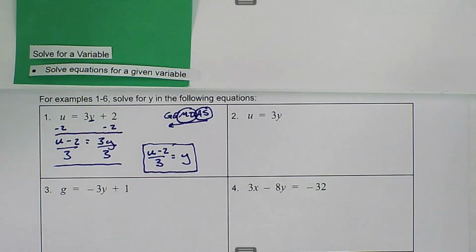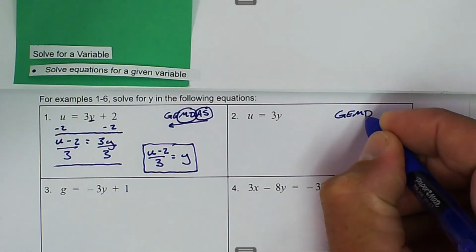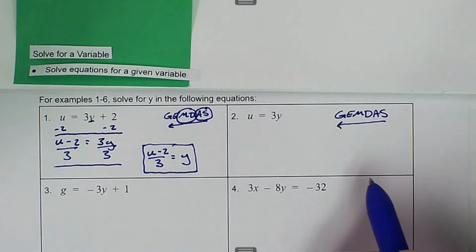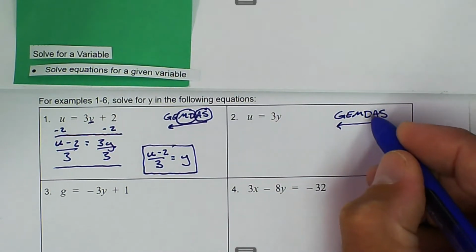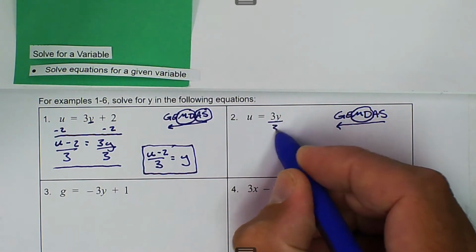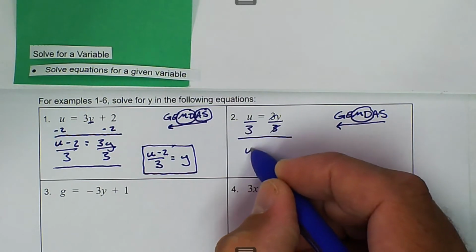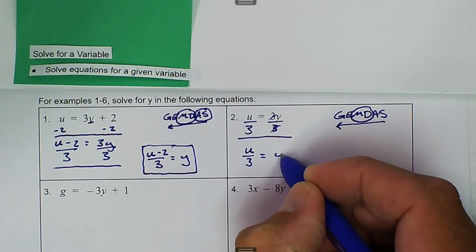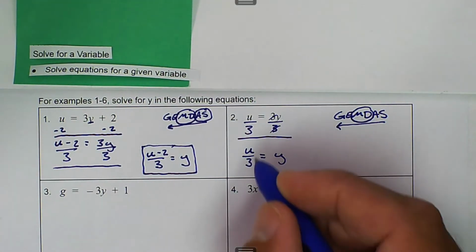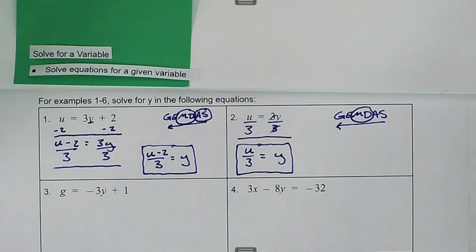example 2. And again, we're going to do GEMDAS. We always start with subtraction and work our way to groups. Here we have multiplication, and the inverse of multiplication is division, so I'm going to divide both sides by 3. We divide by 3, and we get u over 3 is equal to y. At that point, y is by itself, and we can't combine any other things, so that is going to be our final answer.